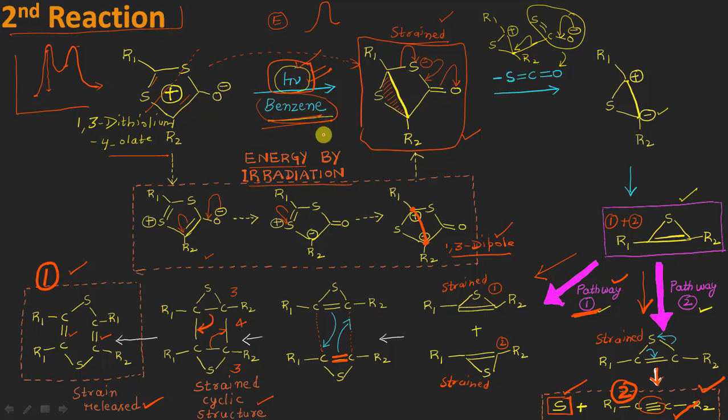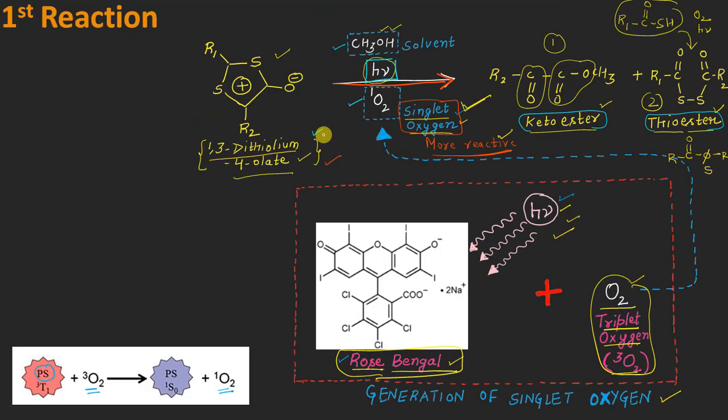So in a nutshell, I can say that in this lecture, we have discussed two important photochemical reactions. The first one was with singlet oxygen, methanol as the solvent, and H nu, which was giving us a ketoester and thioester type of molecules. But not to forget that the rose bengal was acting as the photosensitizer, which was converting the triplet ground state oxygen into a more reactive singlet oxygen, which is the requirement of this reaction, right?